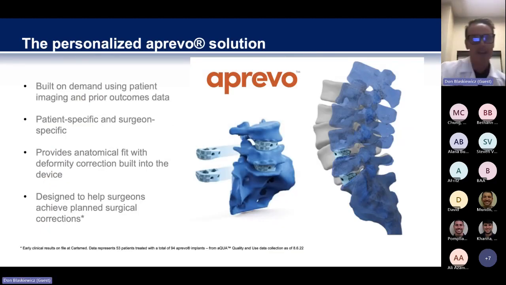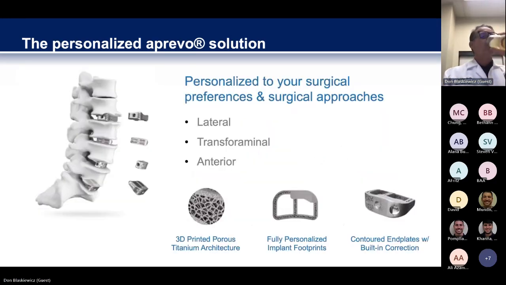And so these are built on demand using patient imaging, which I import, both X-rays and CT. So this is modeled off of the CT imaging. And again, similar to the UNiD, we have a little back and forth with the engineers to help optimize our plan, and it provides anatomical fit with deformity correction built into the device. And I have a few thoughts about that I'll share at the end. And they're designed to help us achieve our surgical plan correction. And so these are available in ALIF, intrafixated ALIF, TLIF, as well as lateral.